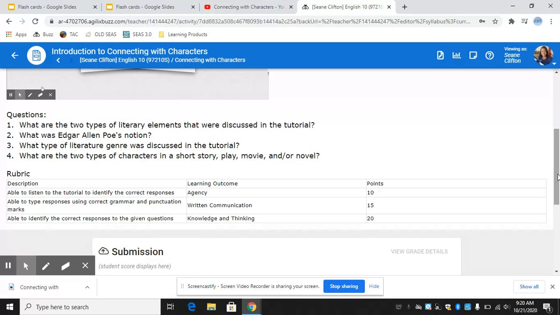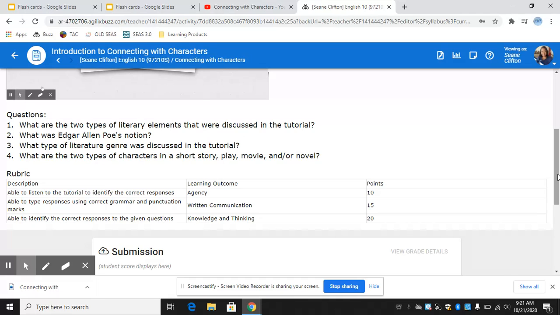Number 2, able to type responses using correct grammar and punctuation marks. That is simply, can you capitalize the first letter of your sentence? Can you use subject-verb agreement? Does the subject of your sentence match the verb? Do you have a single subject and a single verb? Do you have a plural subject and a plural verb? Then I need to know what type of punctuation mark you're going to put at the end of your sentence. Okay? Regardless of what type of sentence you have, what kind of punctuation mark are you going to put at the end? And the last thing I am looking for is able to identify the correct responses.